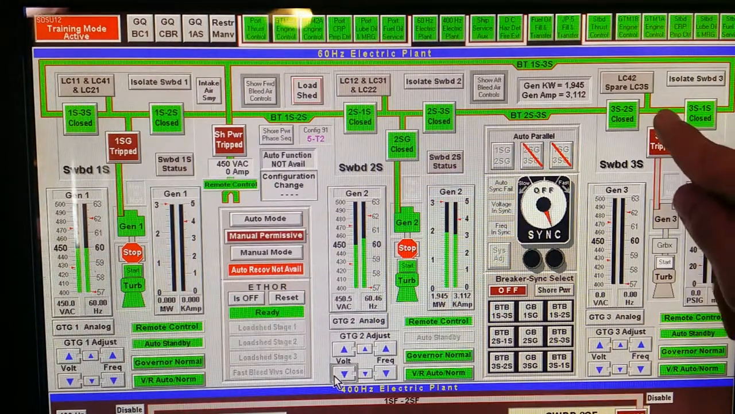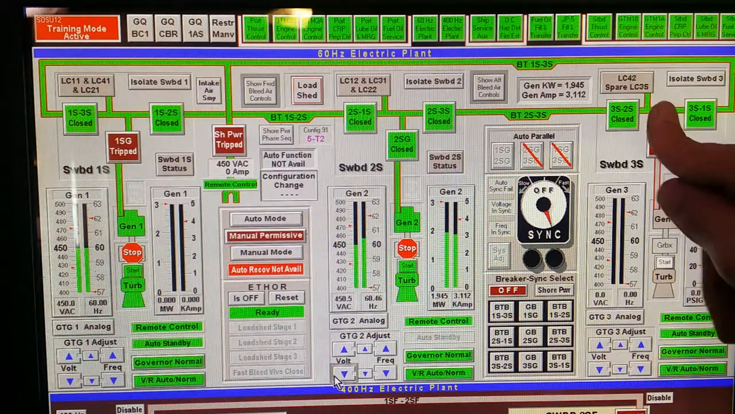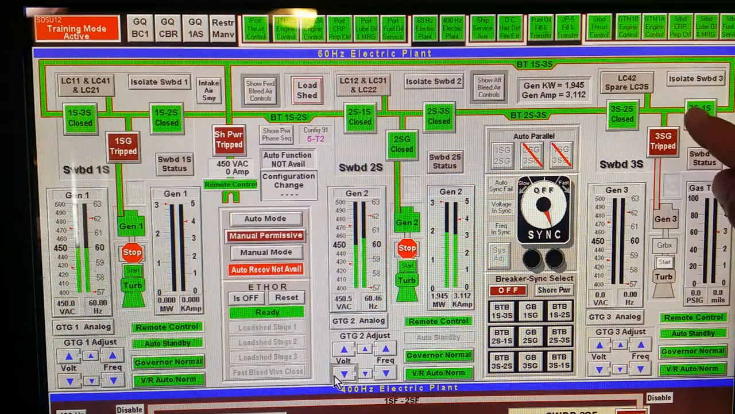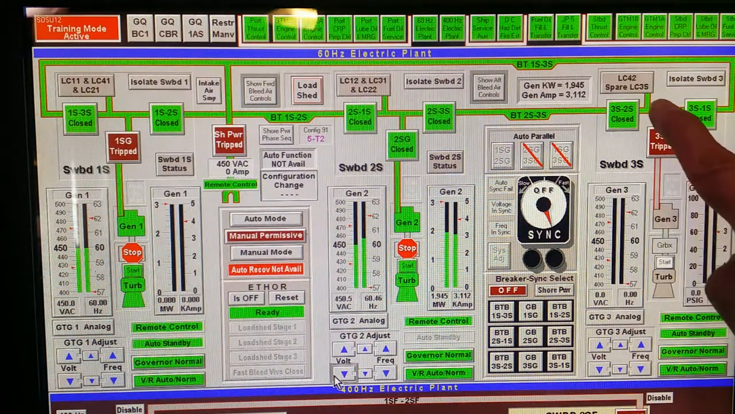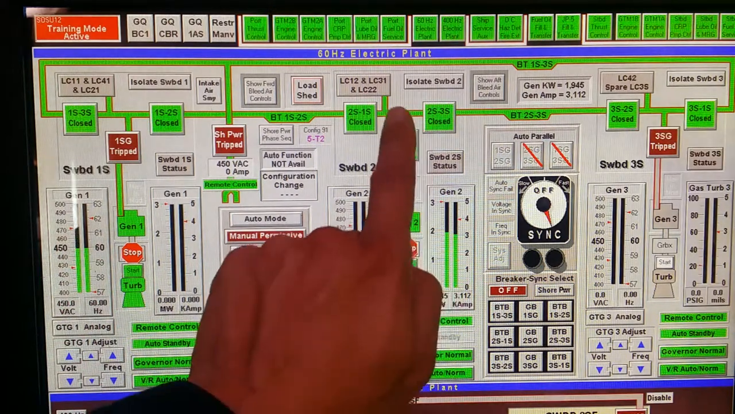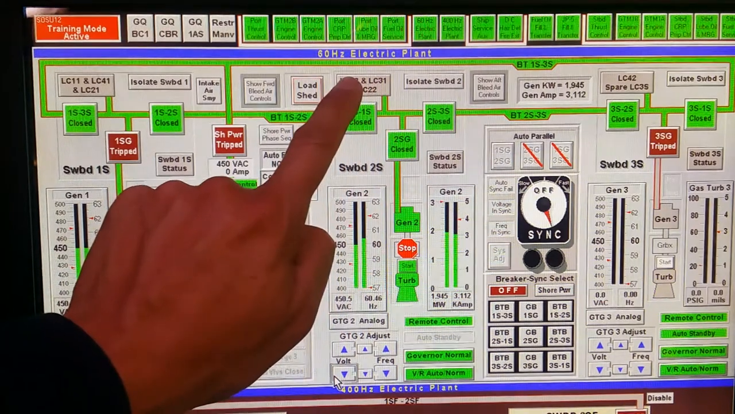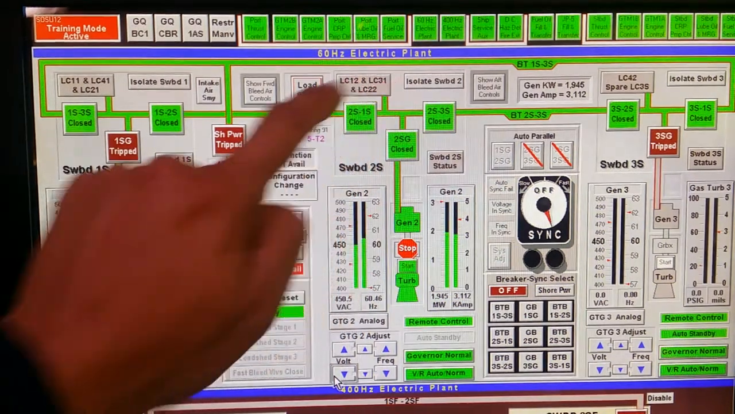Now, for three switchboard, the story is different, because this breaker connects three switchboard to one switchboard. So that's why it's labeled 3S, 1S. Notice that this switchboard also provides power to load center 42. There should be a breaker over here, but for simplicity, it's not shown. Same thing over here. This switchboard provides power to load centers 12, 31, and 22.